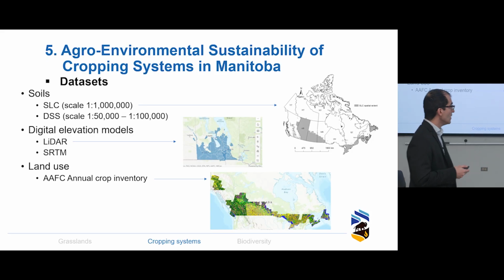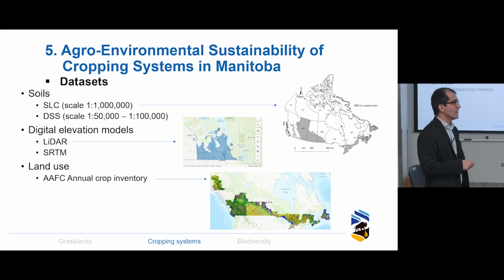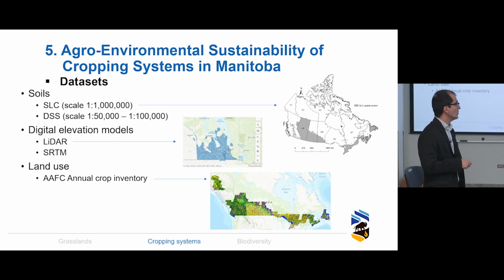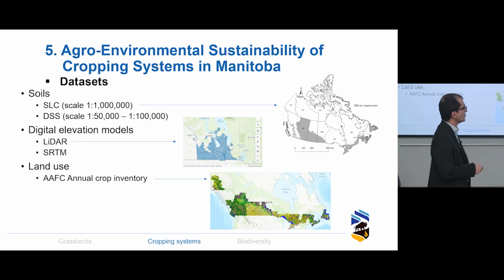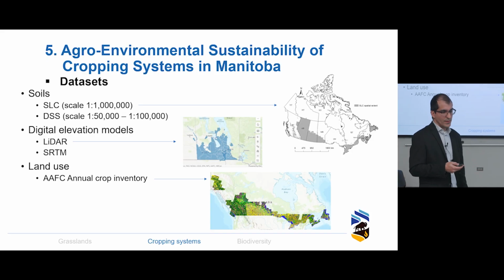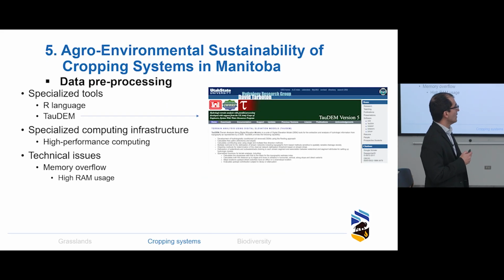We tried to do the same thing with digital elevation models. That was not possible because you can see the limitation of large scales. LiDAR is not available everywhere. So we had to mix those 2 together here. And for land use, we only have one access to the annual crop inventory. This is what you use.